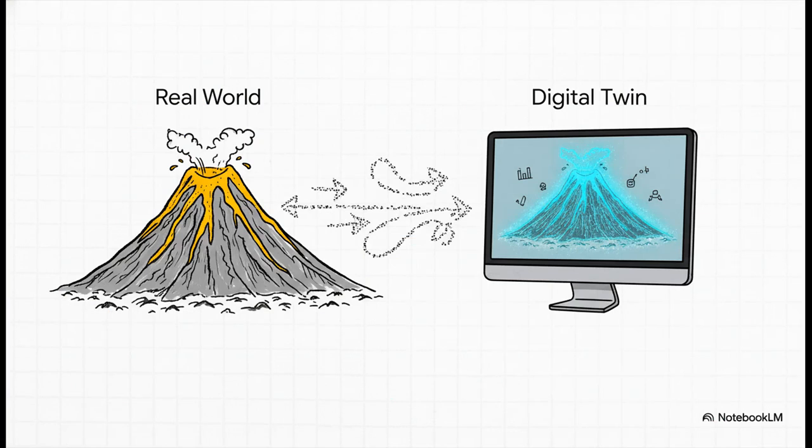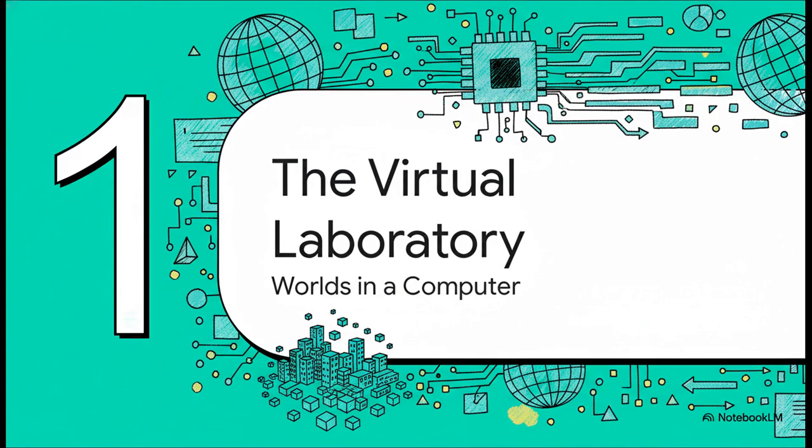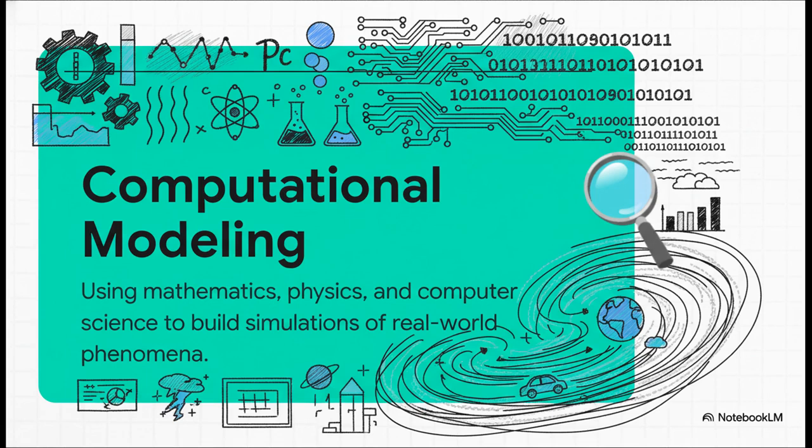The answer? You don't do it in the real world. You build a copy, a perfect digital twin where you can control every single variable. You create this virtual laboratory right inside a computer where you can run all the impossible experiments you want, safely and over and over again. So first up, let's just get on the same page about what we mean by a virtual laboratory. What does it actually mean to build an entire world inside a computer? Well, it's all about computational modeling.